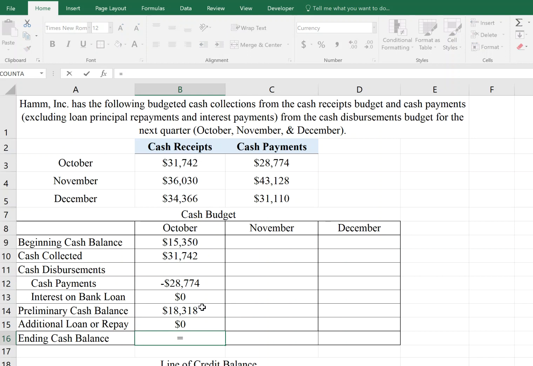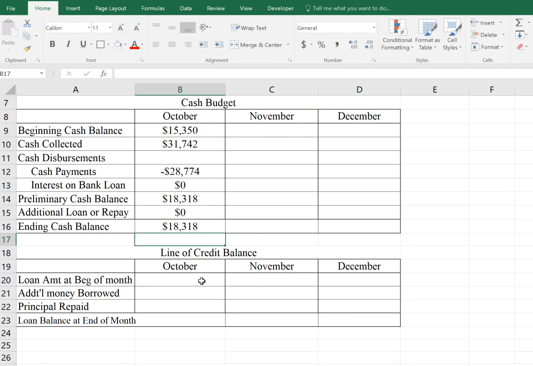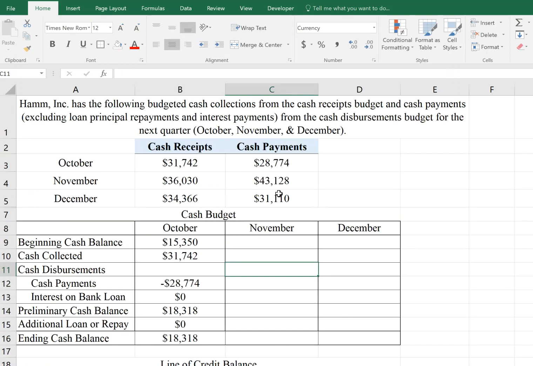So that means my ending cash balance will be the $18,318. Also, since there's no beginning loan amount, that's going to be zero. We didn't repay anything because we didn't have anything outstanding, and we didn't borrow any additional money. So our ending loan balance is going to stay at zero. So let's go back up to November.